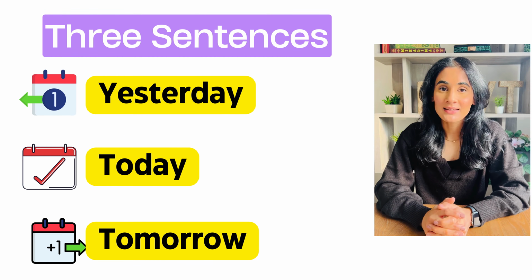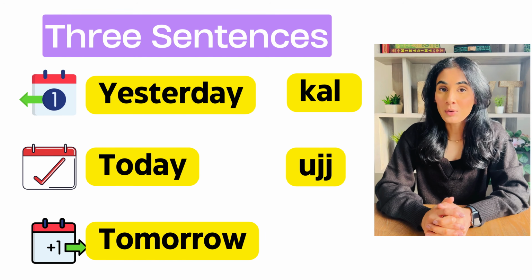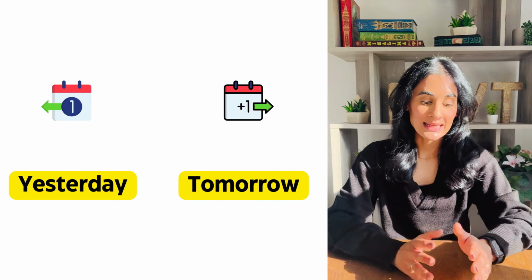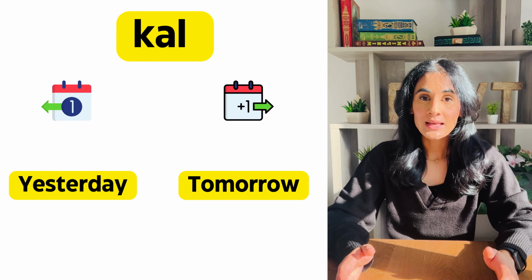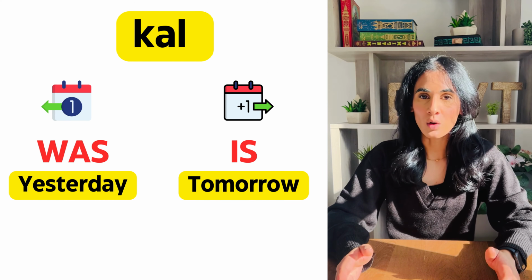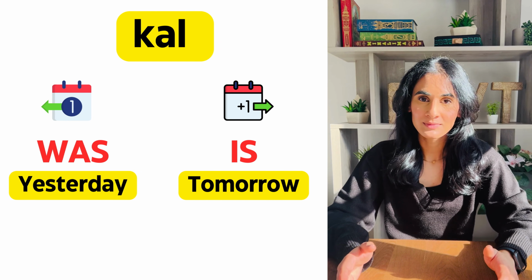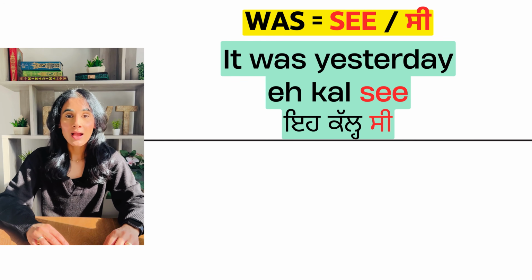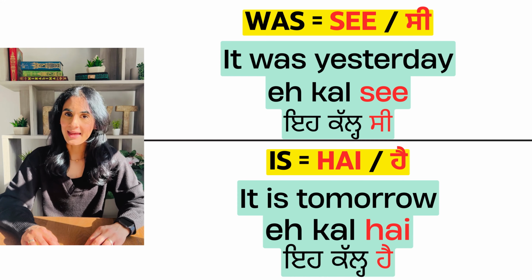So yesterday is kal, today is aj, and tomorrow is also kal. The way you differentiate between yesterday and tomorrow, because both of those words are kal, is your usage of is and was. So was is yesterday, is is tomorrow. It was yesterday would be e kal si. It is tomorrow is e kal hai.